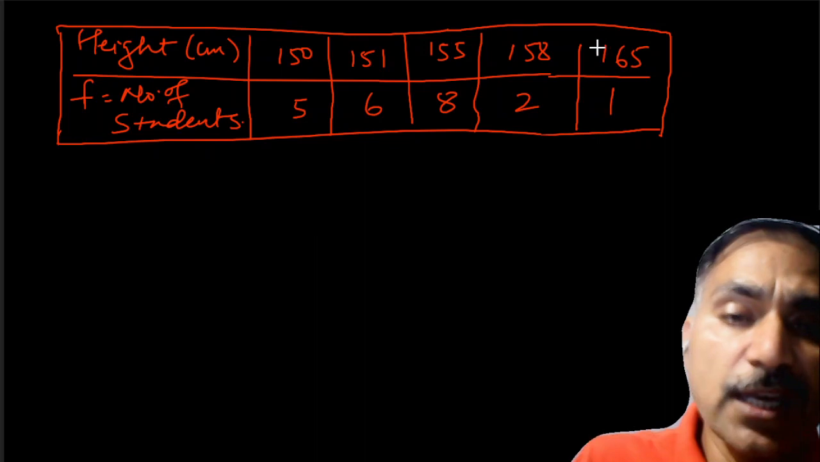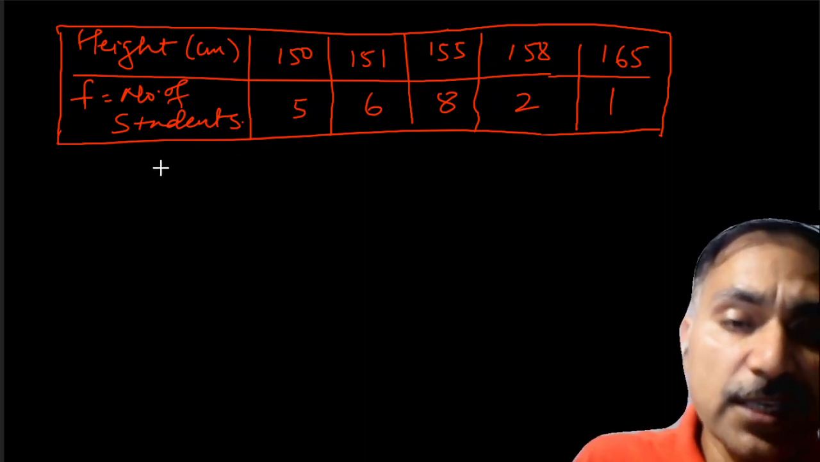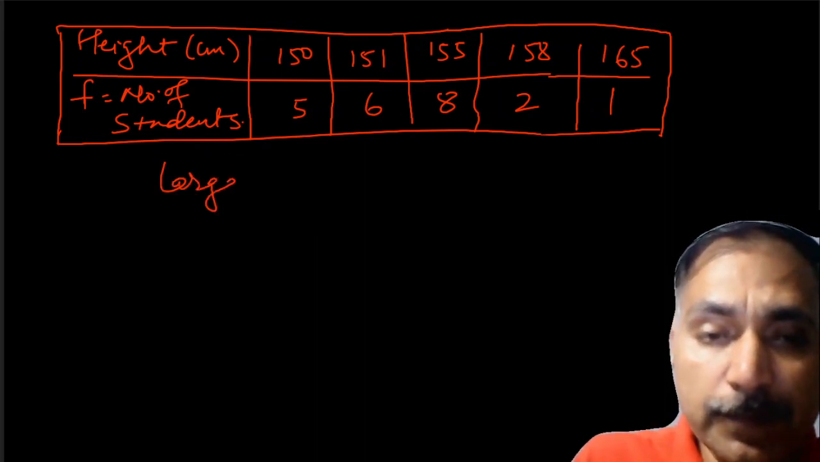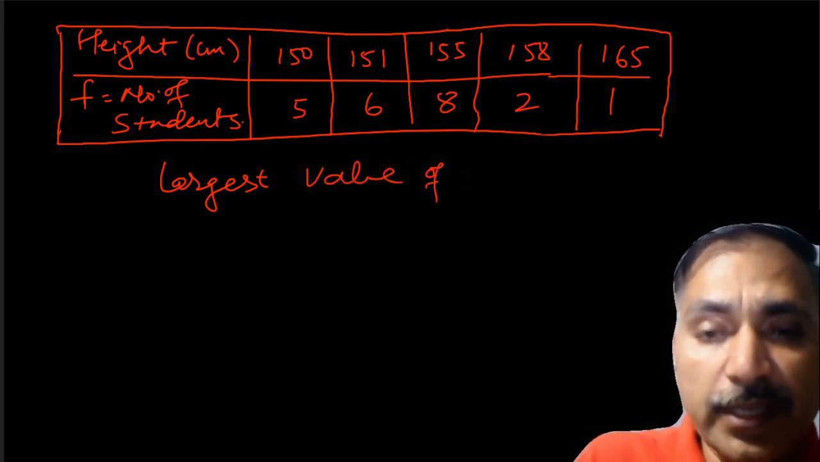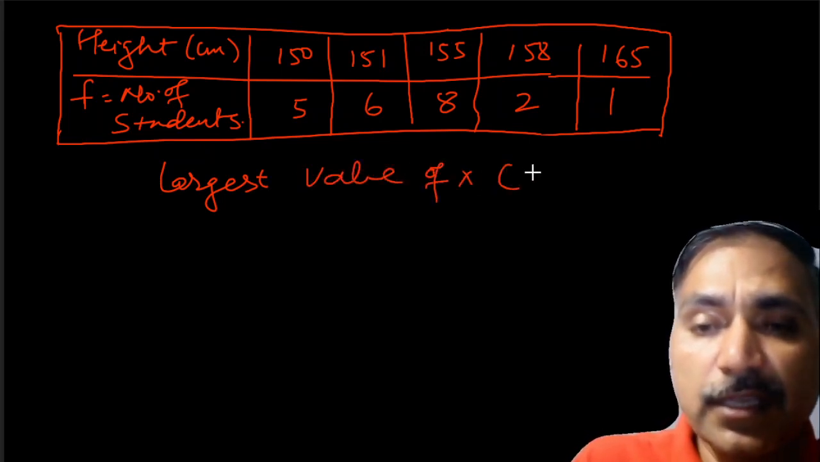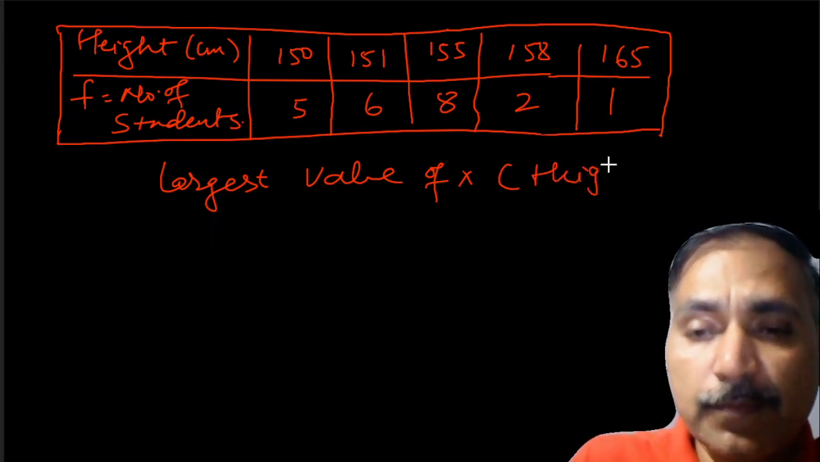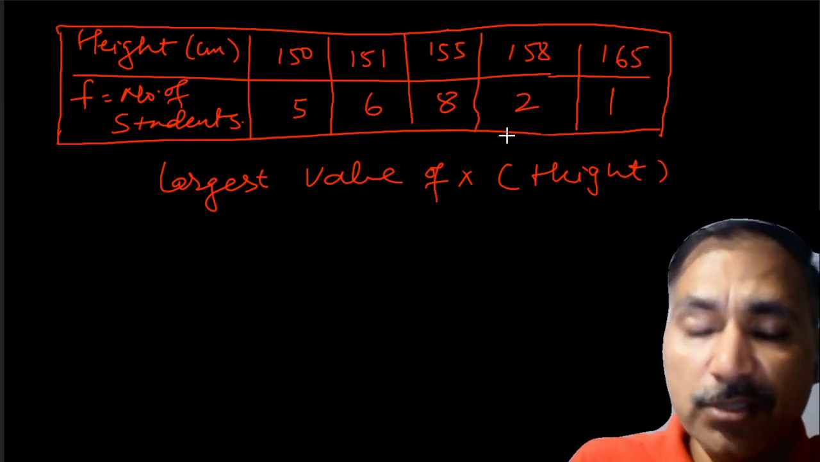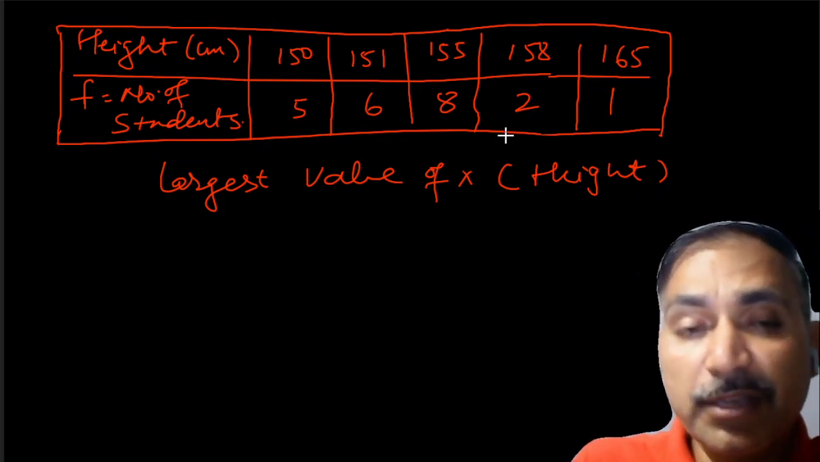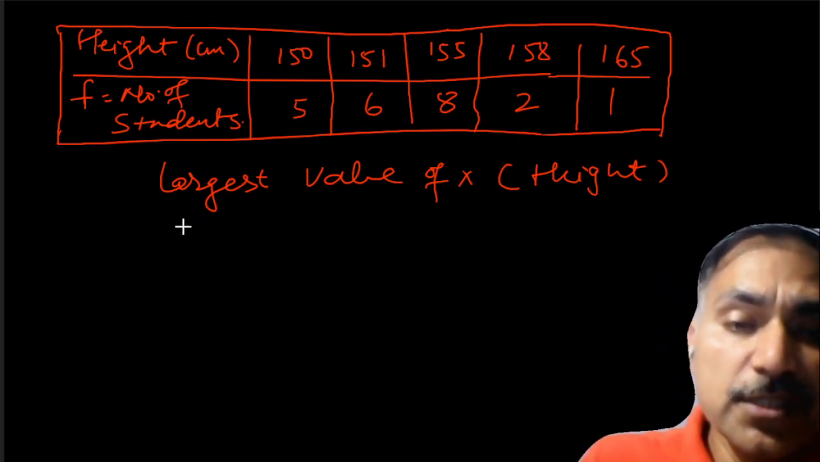Now we have to see the highest value of x that we call as the largest value. Largest value of x. X is here height. Always remember x will be taken from the first row and the second row is assumed to be the frequency. Now what is the smallest value?